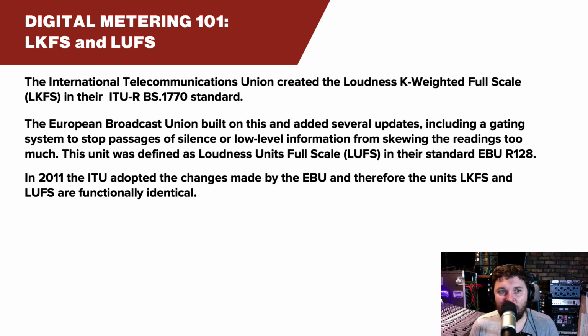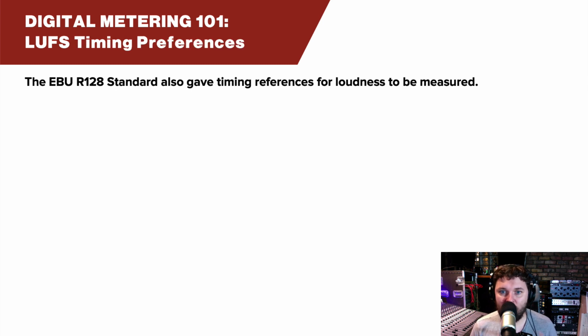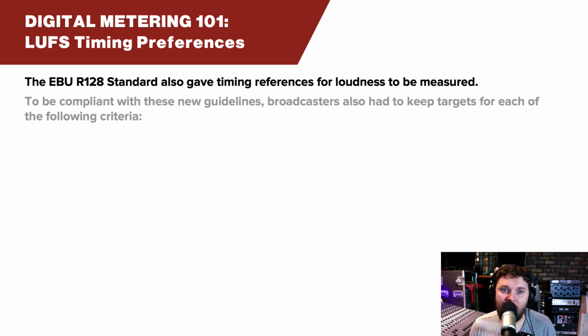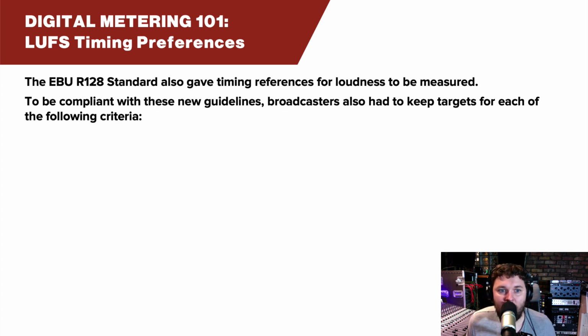Now, one more thing to mention about LUFS readings is that they give you several types of readings. It's not just one RMS level anymore, you're getting several LUFS readings. This is because the R128 guidelines were also designed to help broadcasters set some specific targets to make sure that the advertisements weren't louder than the station's core programming. And because the EBU is a broadcast union, this was an important topic for people.